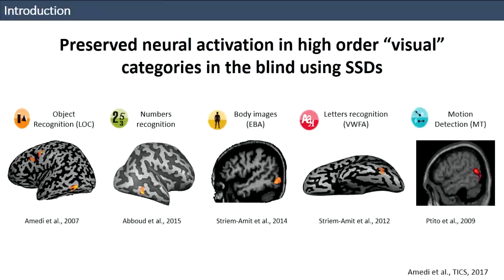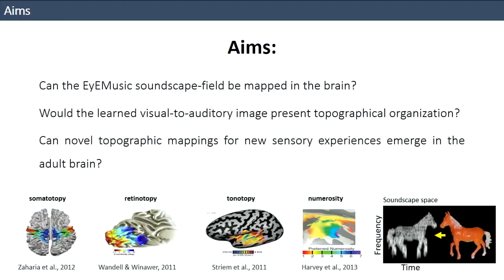Okay, now studies in congenitally blind people that were trained with this visual to auditory SSD show that they have brain activity in high order visual areas that are known to process different visual categories. For example, subjects that were trained in object recognition showed activity in the lateral occipital complex that is known to process visual or tactile object information. So what we want to ask here is how is the perceived iMusic space mapped in the brain? Will it be topographically organized like the natural senses? And if so, where would these maps appear?